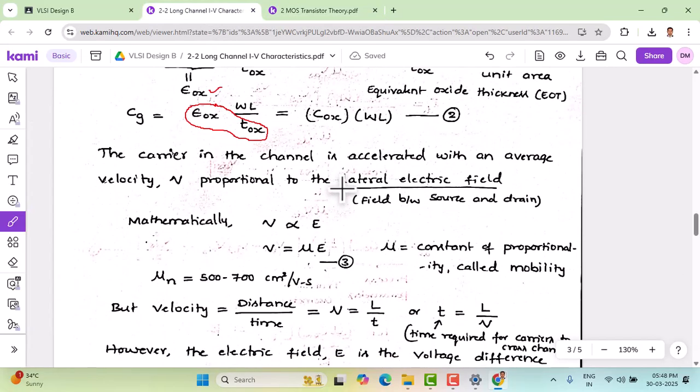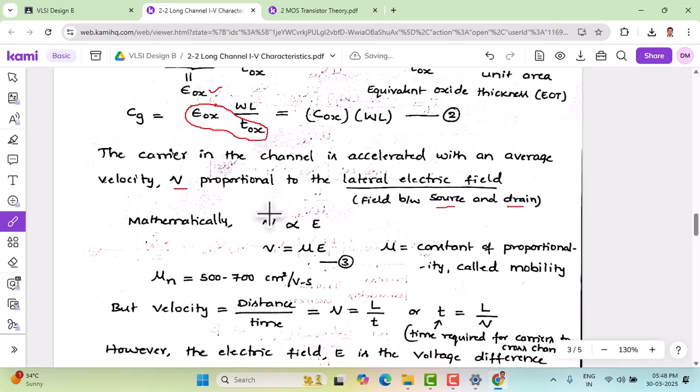Let's now follow the velocity. Let's apply the velocity terms to this transistor. The carriers in the channel are accelerated. The carriers, in the sense the electrons in the channel below the silicon dioxide, are accelerated with an average velocity V, which is proportional to the lateral electric field. We already defined the lateral electric field: it is the field between the source and drain.